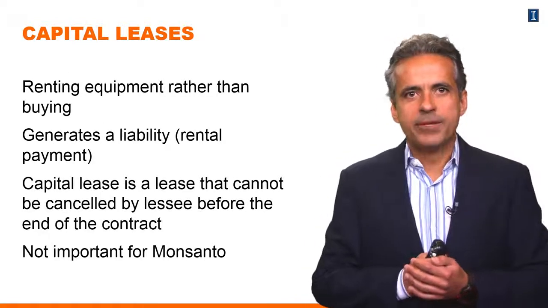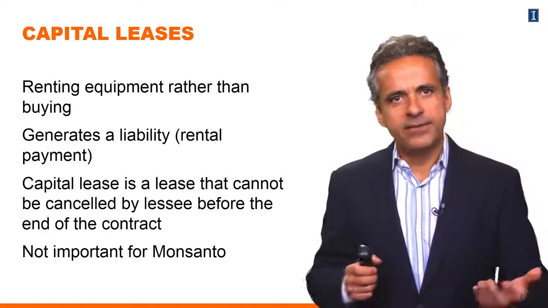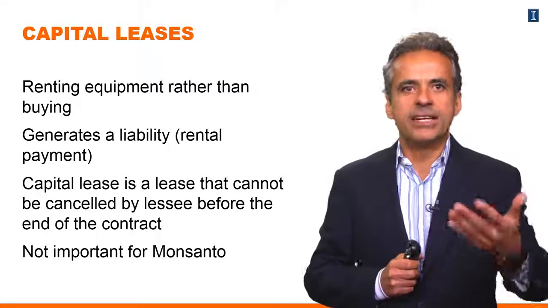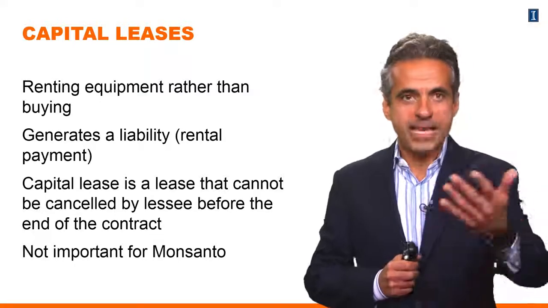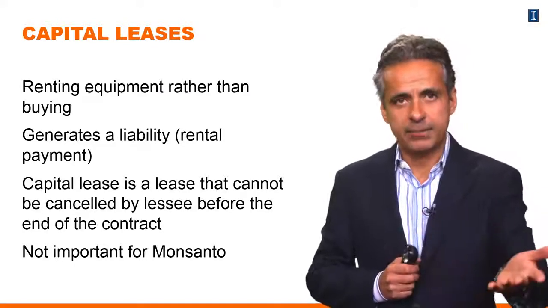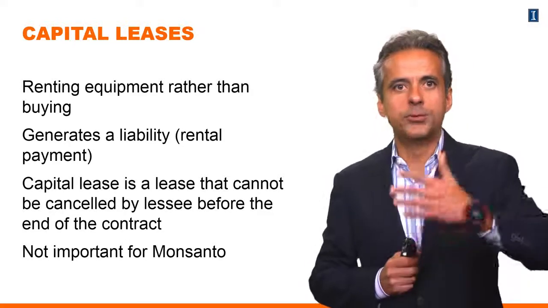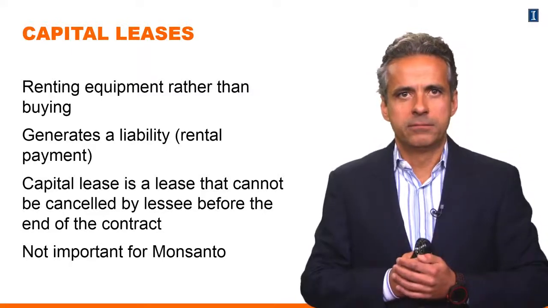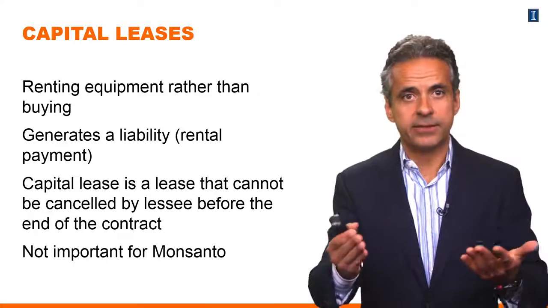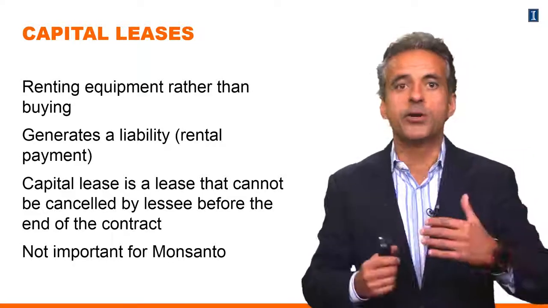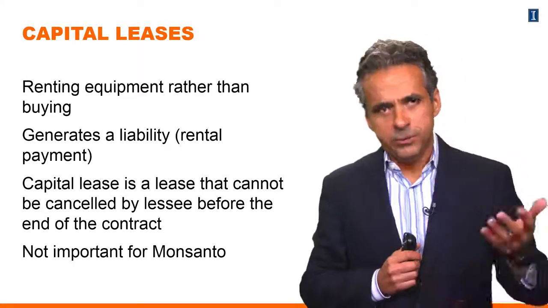Finally, we have capital leases. What is a capital lease? You can think of this essentially as renting. Instead of buying equipment, buying a machine, and borrowing money to buy the machine, what a company can do is rent the machine. This rental is going to generate a liability. So if you have a lease, you're going to have to make the rental payment to the other party in this transaction.